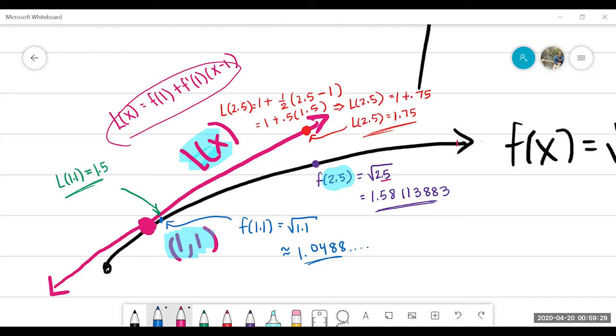But by moving where this pink point is, by relocating this tangent line, it gives us less of a space between the actual function in the black down here and the tangent line in the pink above it. Okay? We have another example similar to this in just a moment.